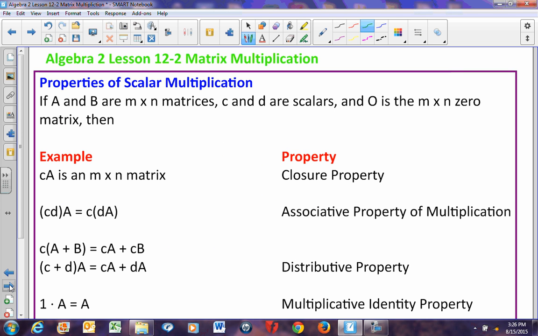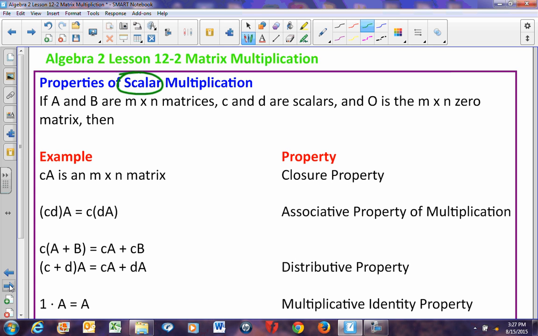Now, there are also properties of scalar multiplication. Same types of properties that we have had before with other types of algebraic problems. You have the closure property, you have the associative property, which means order doesn't matter. When you multiply by a scalar, order doesn't matter. When you multiply a matrix by a matrix, order does matter. So this is only working for scalar multiplication. Make sure you're paying attention to that.